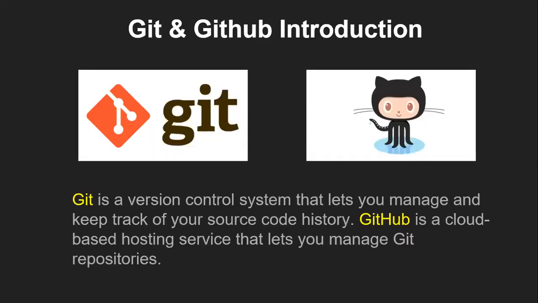What is Git? Git is a version control system that lets you manage and keep track of your source code history. I'm going to explain this shortly. GitHub is a cloud-based hosting service that lets you manage Git repositories. Git is a version control system that lets you manage and keep track of your source code history.